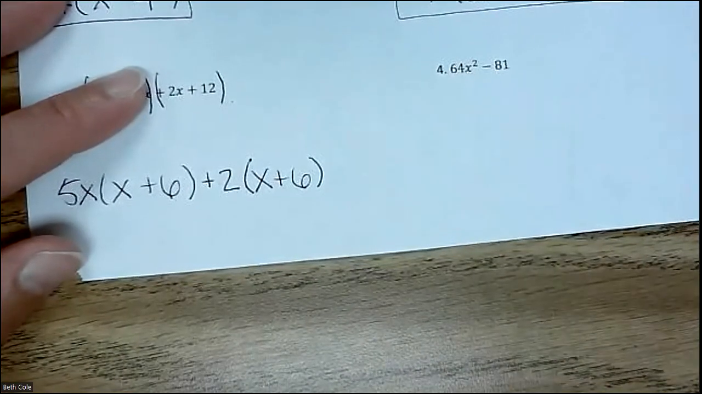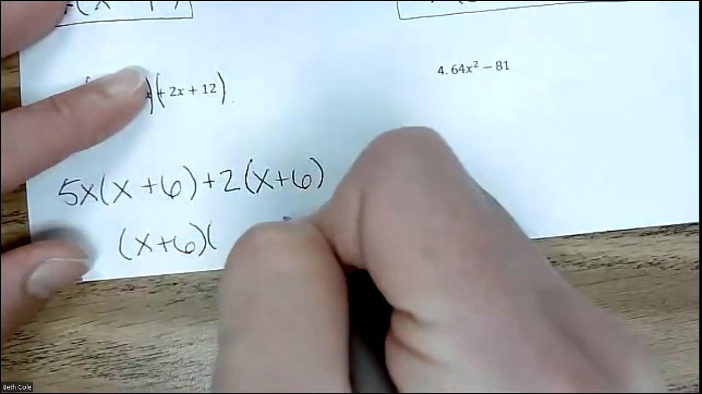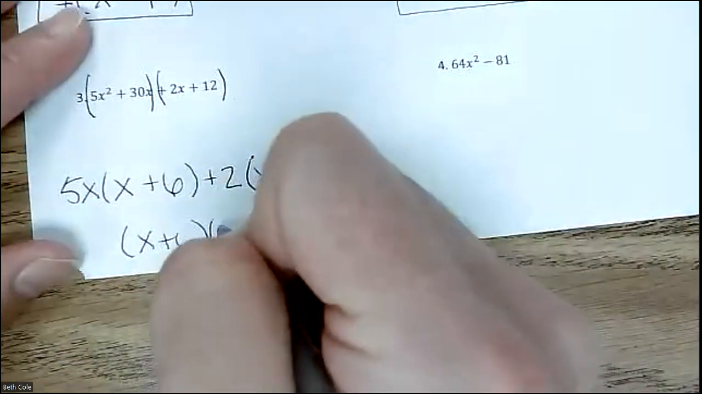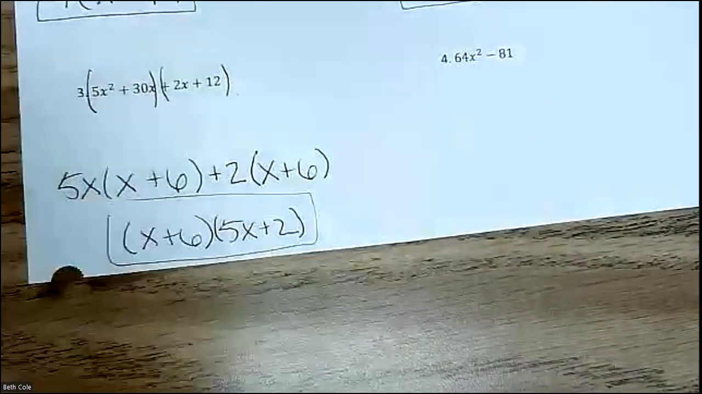Now, you're not done, though. There's one more step. You're going to write the X plus 6. And then what goes in the other parenthesis? 5X plus 2, like the other stuff. Okay. Thank you.